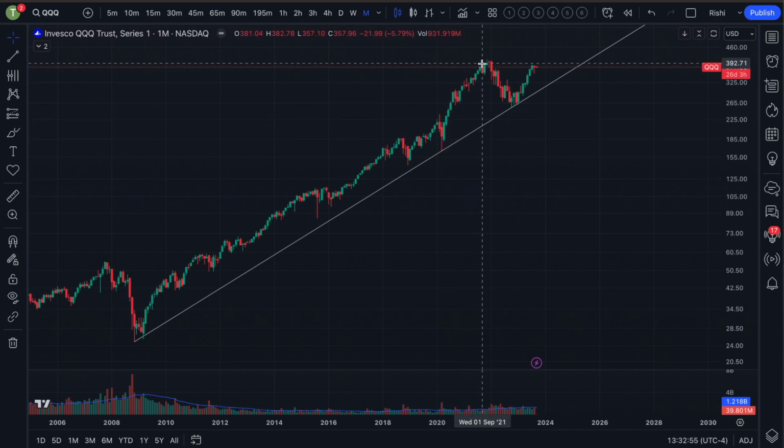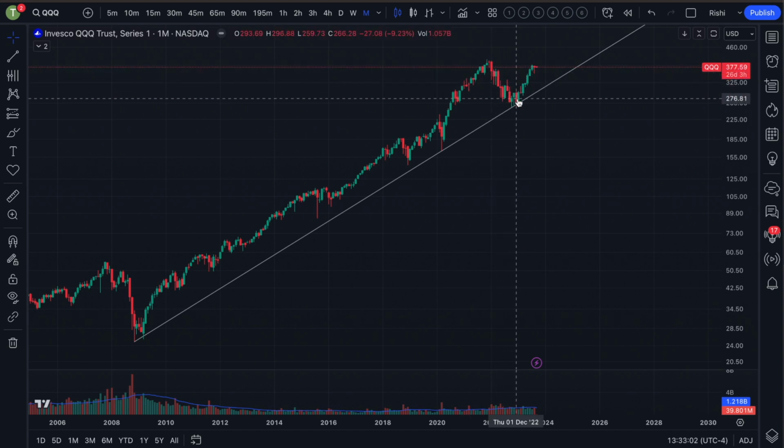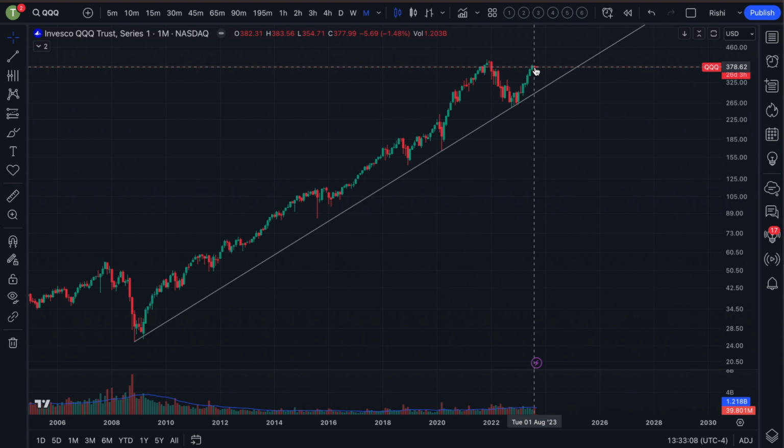And then the 2022 bear market is right here, and then it started moving towards the line, touched the line, and then starts going upward again. So this is a very, very large time frame, and the price is still remaining above it. This asset has grown over $350 over a decade, and this support working even after this many years is just phenomenal.